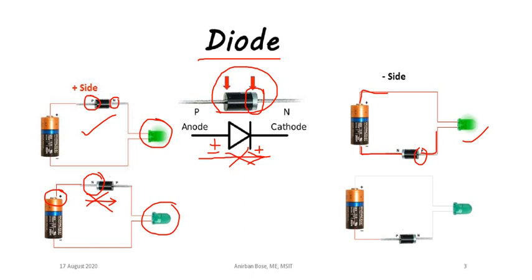Similarly, if you observe this connection, it is again in a reverse bias condition, and that is why the LED is not glowing. So what is the use of a diode? A diode is used in a circuit as a switch.